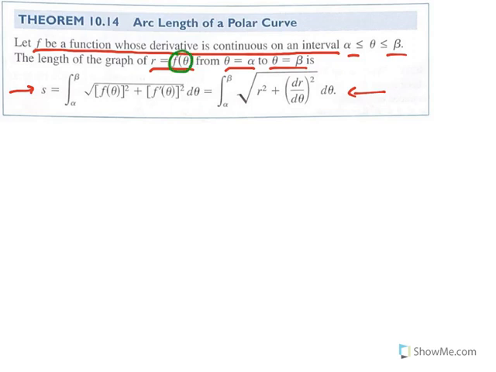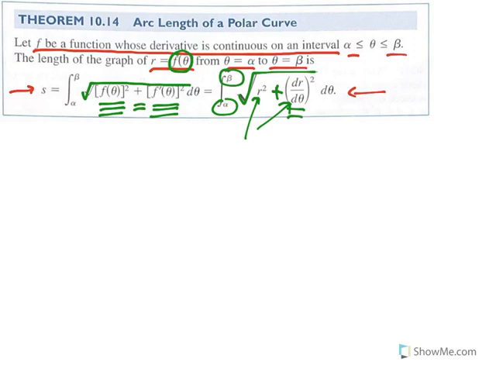So what you need to do is, for the integrand, you will have the square root of the square of your polar equation plus the square of the derivative of the polar equation with respect to theta, or dr d theta, as you see written here in equivalent form. So you take your polar equation and square it. You take the derivative of your polar equation with respect to theta and you square it. You have to add those two and then take the square root. That's your integrand, and the limits of integration are from alpha to beta.